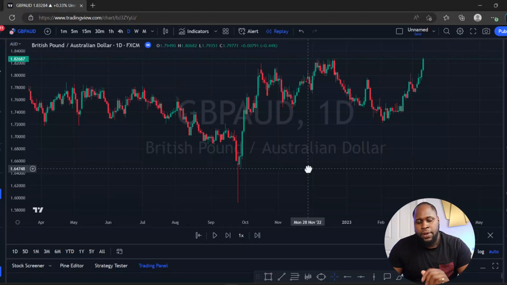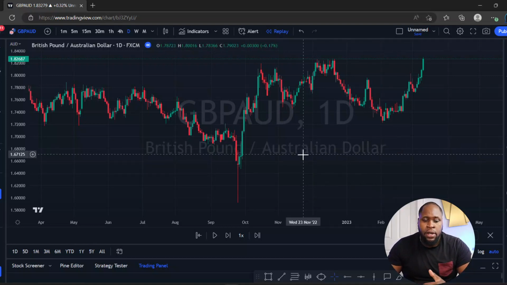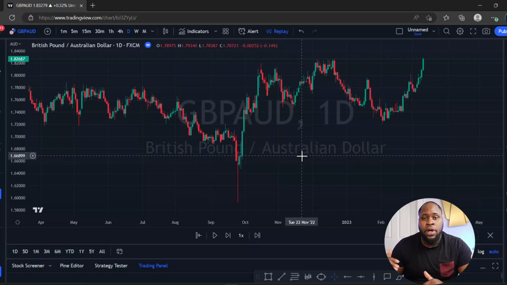All right, guys, so the pair we're going to be looking at today is the Great British Pound versus the Australian dollar. Now, similar to what we did in part 1, we're going to now break this down starting with the daily time frame. And again, we're going to go through multiple time frames and analyze where we are in the charts and if we have any opportunities to execute any trades.